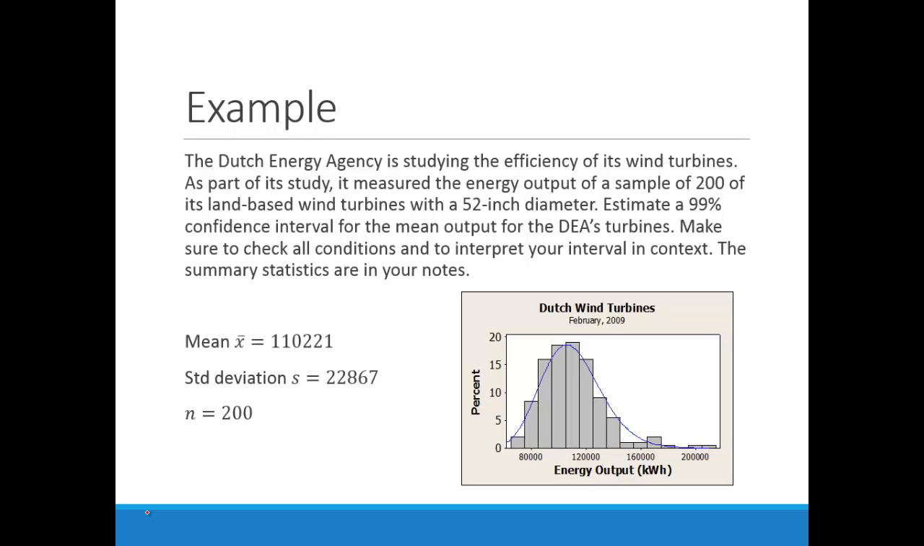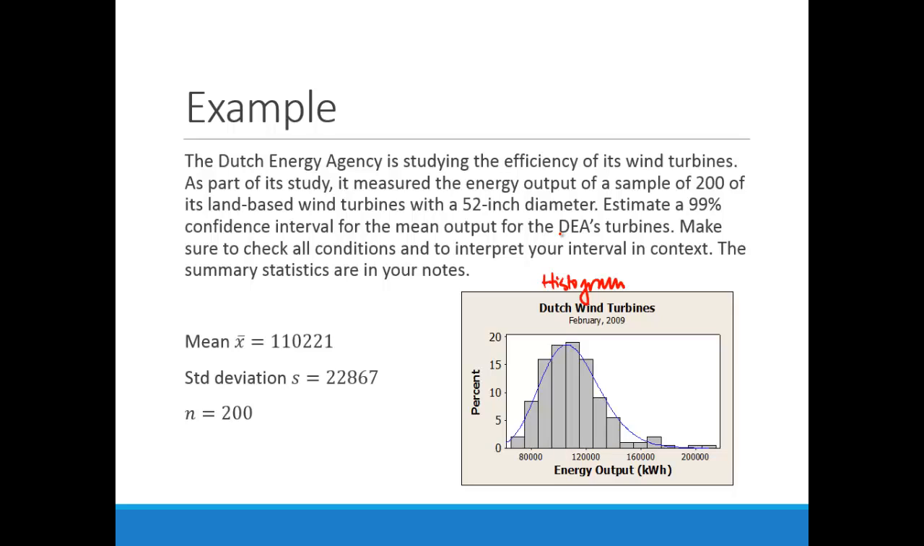The DEA, Dutch Energy Agency, not the usual DEA, I guess. And again, our usual statement: we want to make sure to check our conditions and, most importantly, interpret our interval in context. At the top of the page, right under the statement of the example, you have this histogram, and you have some summary statistics from the data. We don't have the data, but we can look at a picture of it and know some summary information about it.